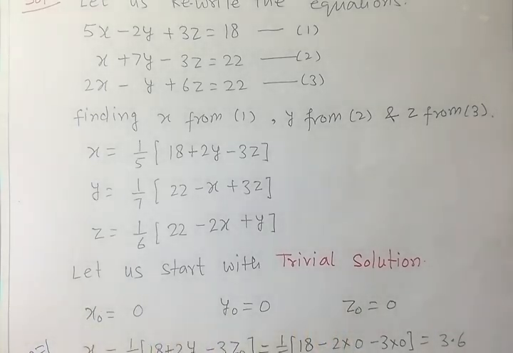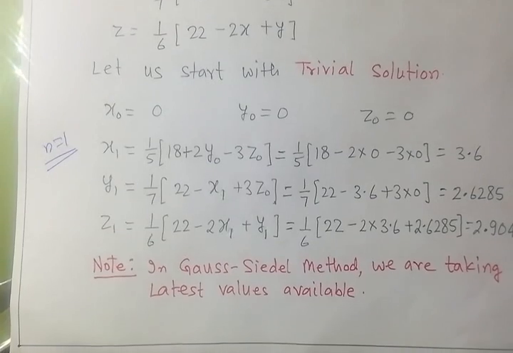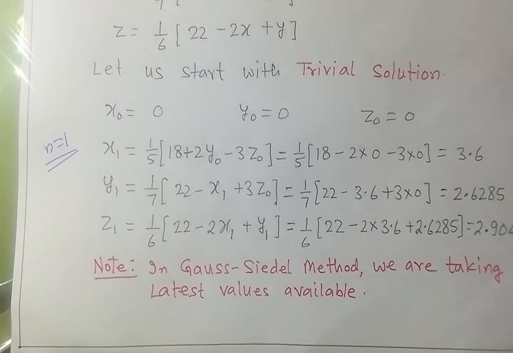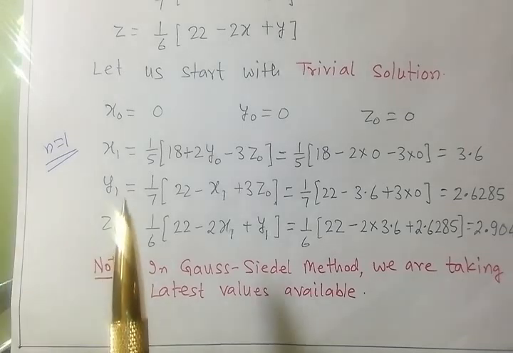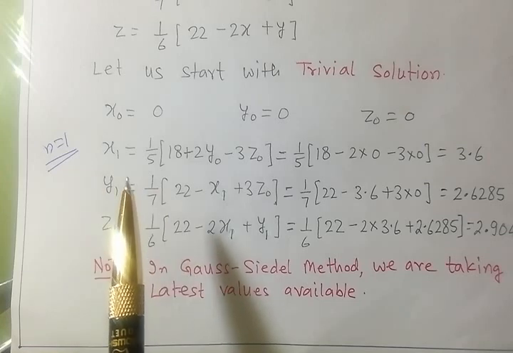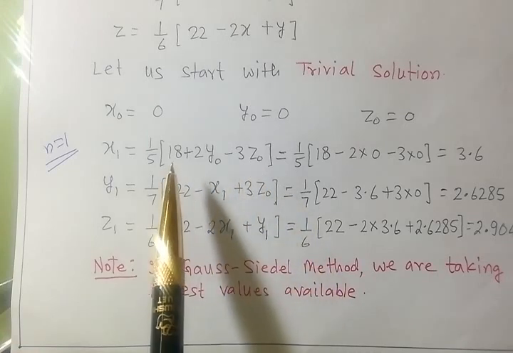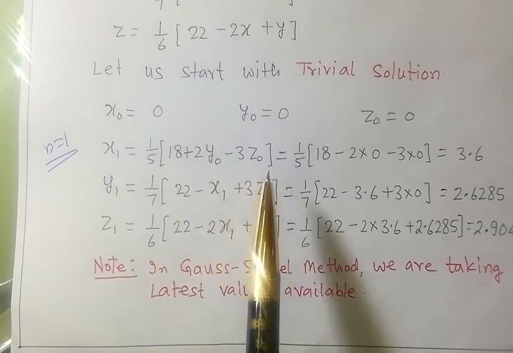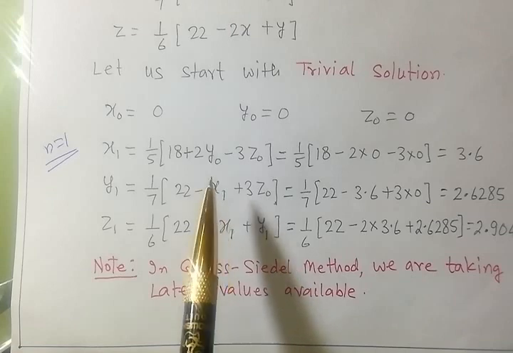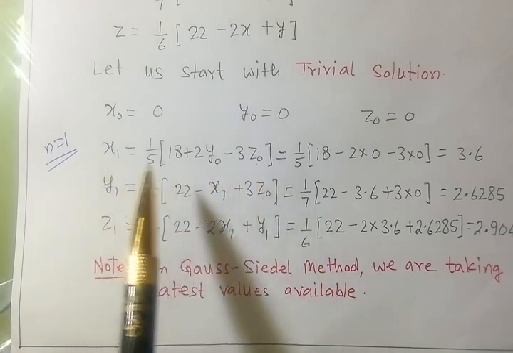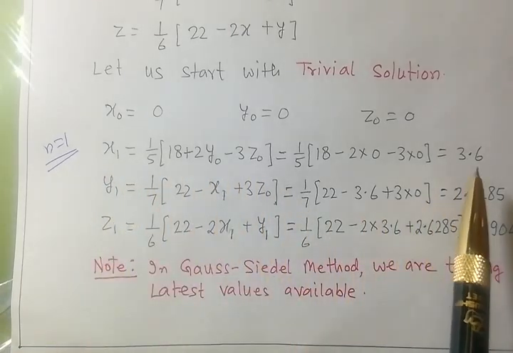What is this trivial solution? Now you know it is x naught is 0, y naught is 0 and z naught is 0. This is also known as the initial solution. Okay. Let us start with the first iteration, n is equal to 1. x1 is equal to 1 by 5, of 18 plus 2 y naught minus 3 z naught. Substitute y naught is 0, z naught is 0. So x1 is equal to 18 divided by 5, which is equal to 3.6.